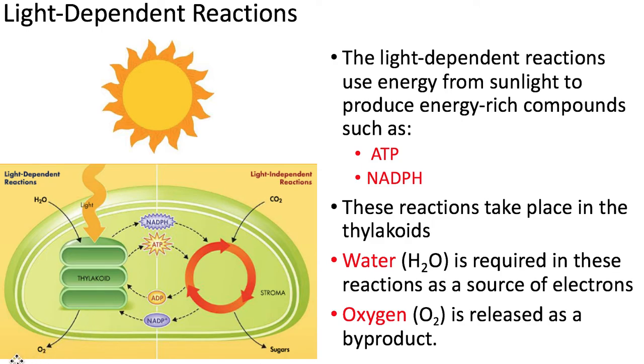Okay? The other thing that's going on in these light-dependent reactions is ADP is undergoing phosphorylation to become ATP, and NADP plus is getting reduced to become NADPH. All right, so these are now high energy carriers, high energy molecules that can then go to the light independent reactions and power those reactions. So this is the light dependent reactions of photosynthesis.